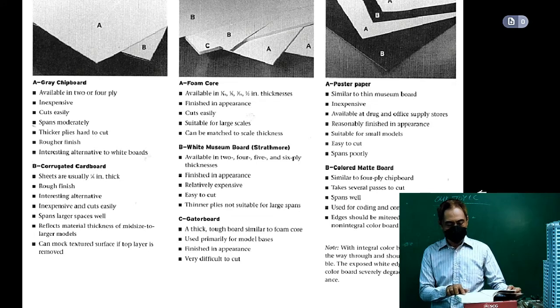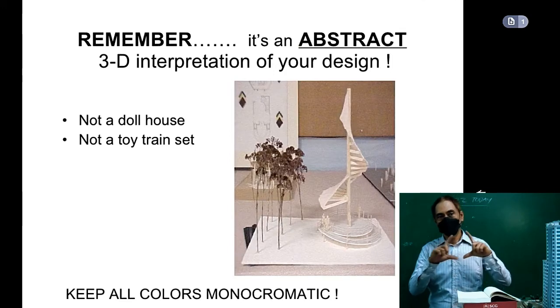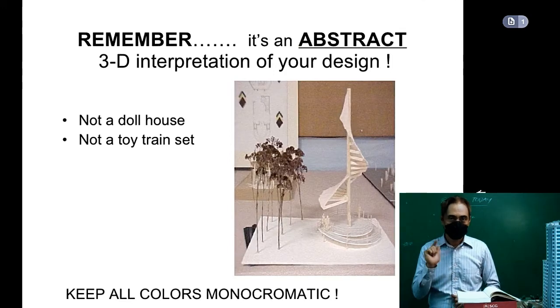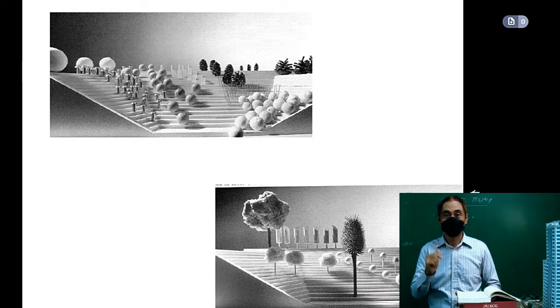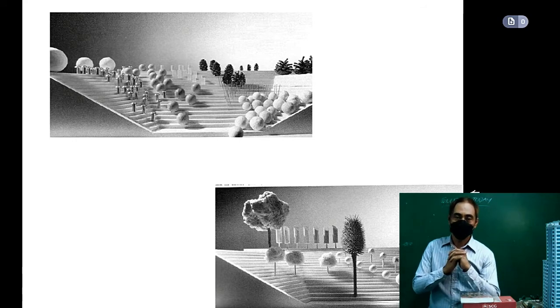So here are examples of materials: gray chipboard, foam core, poster paper. Remember, it's an abstract 3D interpretation of your design. Not a dollhouse, not a toy train set. Keep all colors monochromatic. Okay, so if you are making a scale model, use primarily a monochromatic scheme of the color of your miniature.